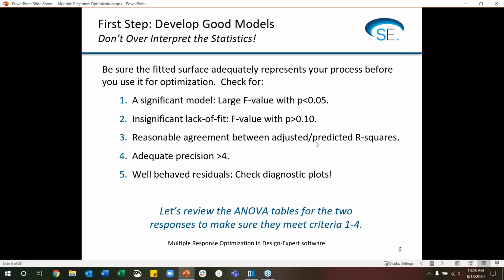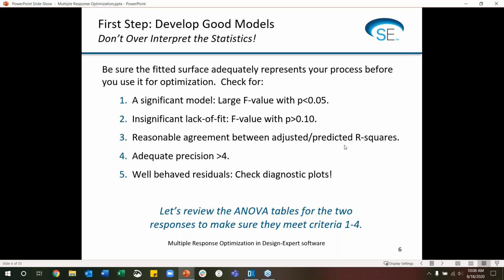And then reasonable agreement between your adjusted and predicted R-squares. By reasonable agreement, we want them to be within 0.2 of each other, just as a general guideline. And certainly higher is better.